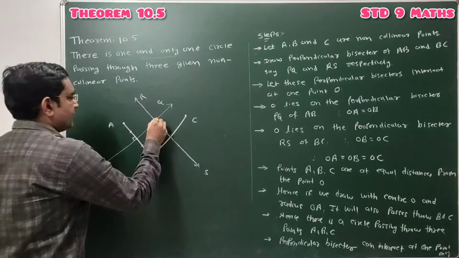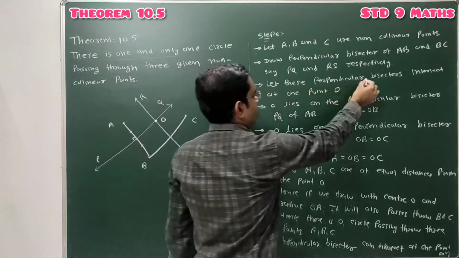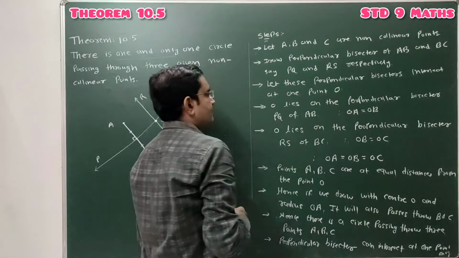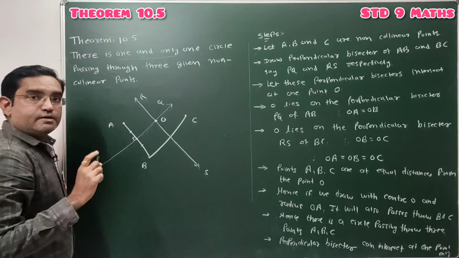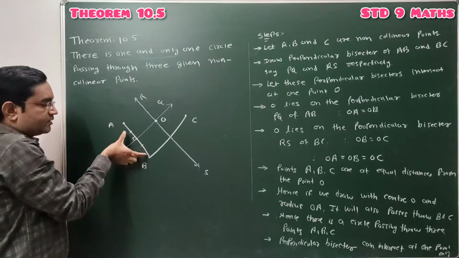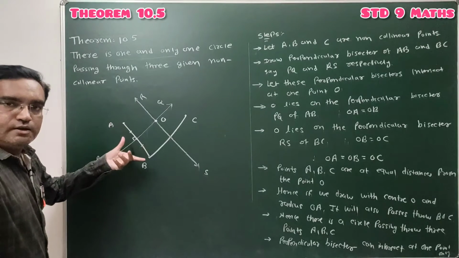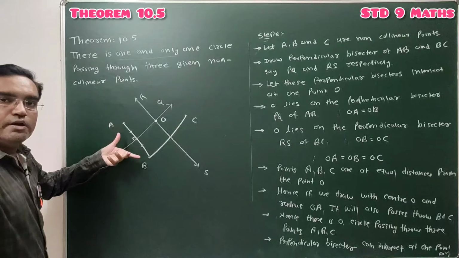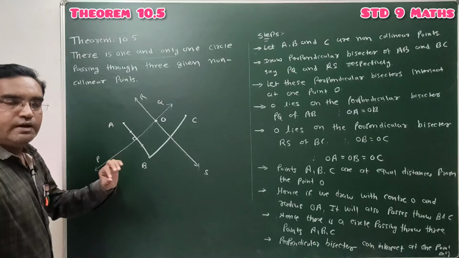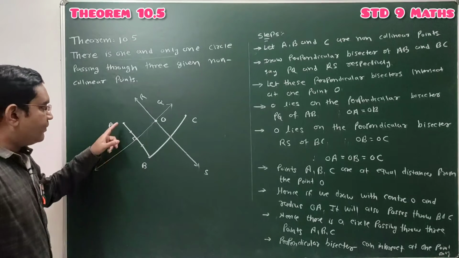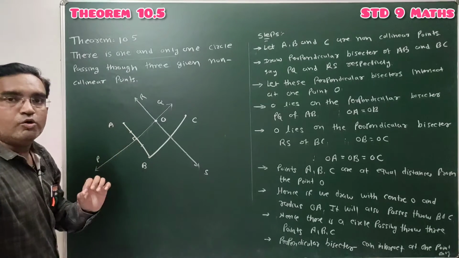These perpendicular bisectors intersect each other at point O. So O is the intersection point of the perpendicular bisectors of the line segments AB and BC. Done? Three non-collinear points means these three points do not lie on the same line. We can't draw a single line which can pass through all three points. So these three points are known as non-collinear points.